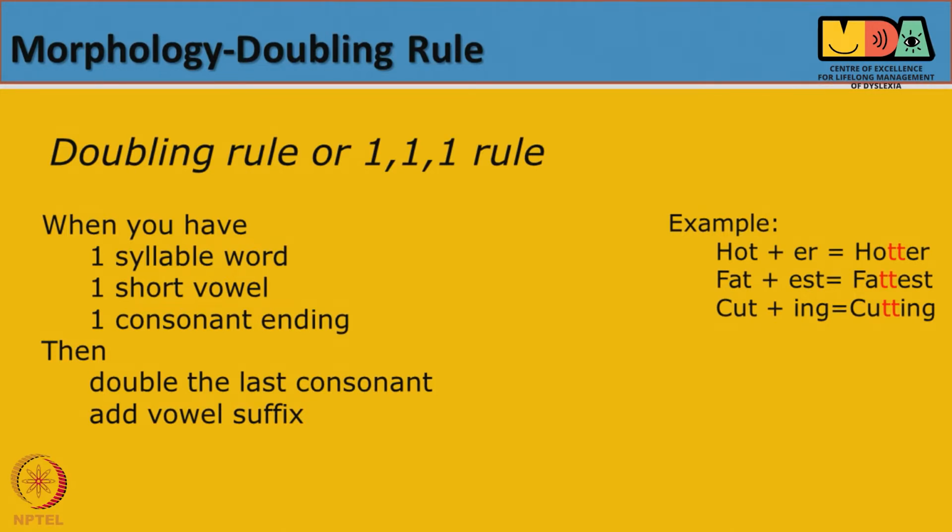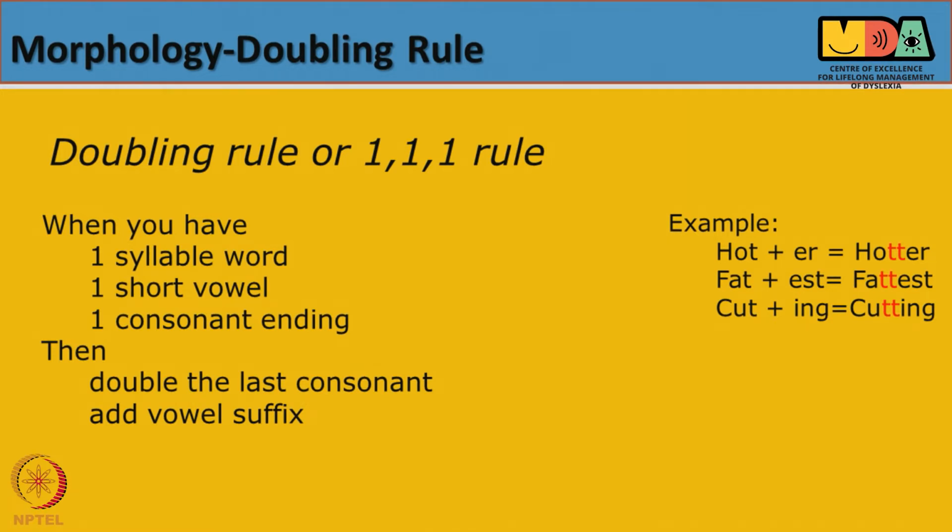Now, is it a single syllable word? Yes. Does it have one vowel? Yes. Does it end in one consonant T? Yes. Now, to add EST, the vowel suffix, I simply double the last consonant and make it fattest. Another word, cut. Is it a single syllable word? Yes. Does it have one vowel? Yes, of course. Does it have one consonant ending this word cut? Yes, it does. So, to add ing, we double the last consonant and make it cutting.